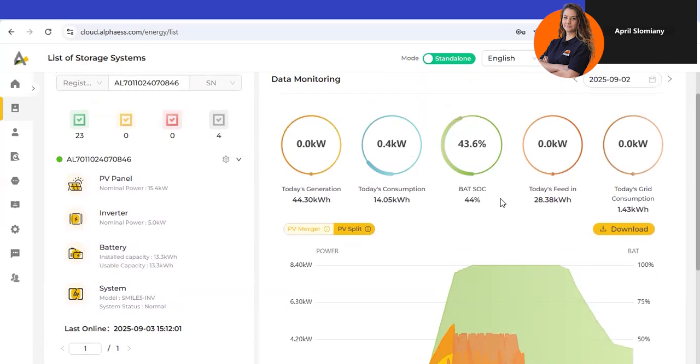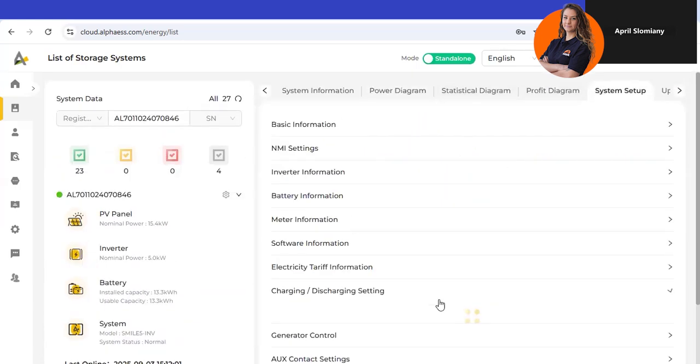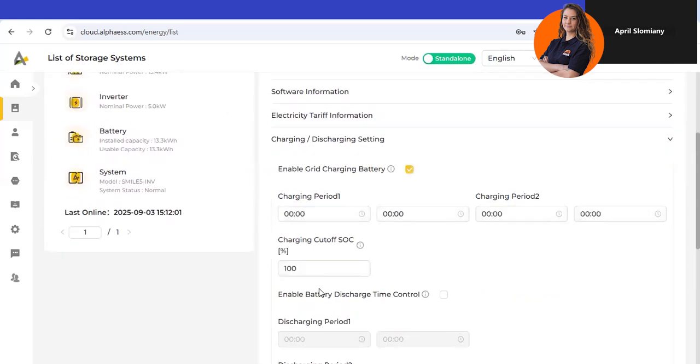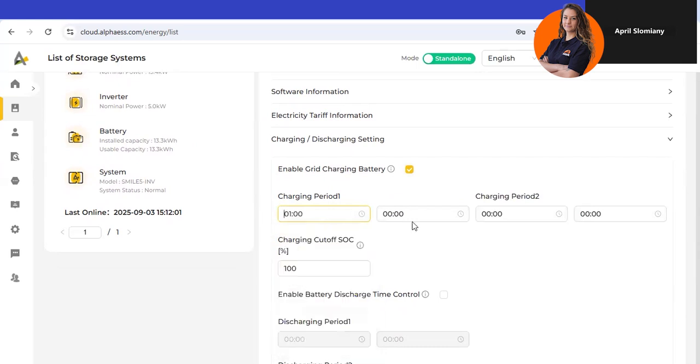You're going to be paying about half for that amount of power than needing to draw it from the grid in the afternoon if your battery charge isn't keeping up. So that can be edited in the system setup, charging, discharging settings. You enable the grid charge of the battery, set your charging period. It is in 24-hour time.